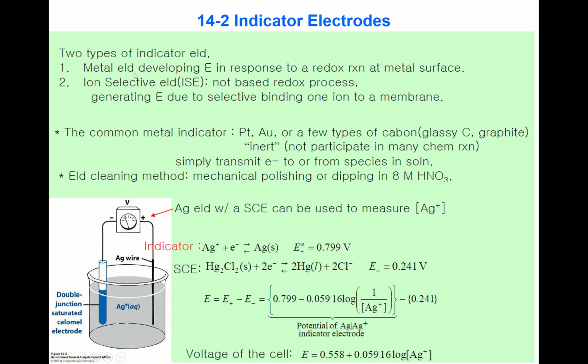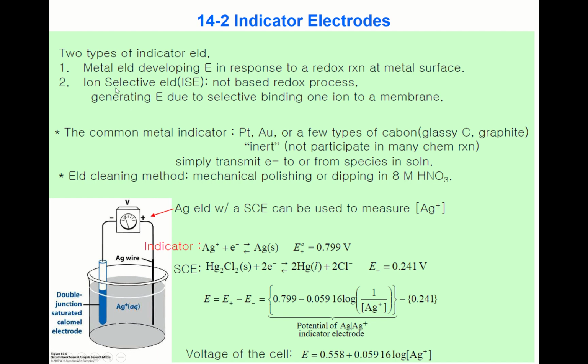First, the metal electrode, developing potential in response to a redox reaction at the metal surface. And another type is the ion selective electrode. This electrode potential is not based on redox processes, but as the name indicates, the electrode potential depends on the ion concentration. But actually, the principle is identical.